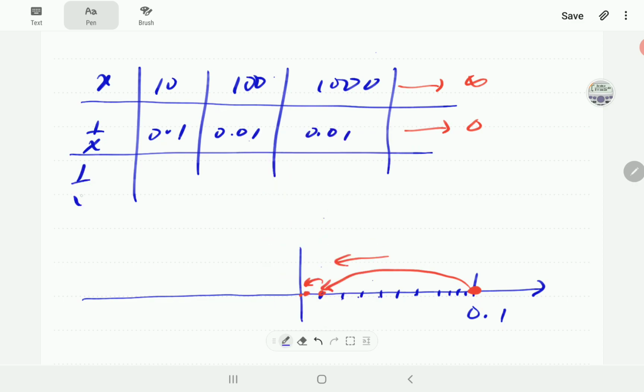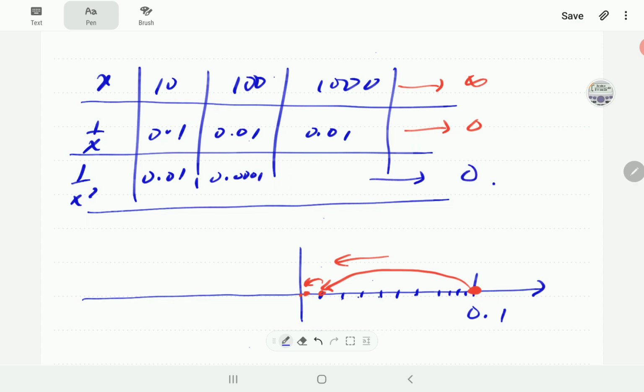For 1 over x squared, the rate at which it's going to go to 0 is going to be even quicker, because when x is 10, this is already going to be 0.01. When x is 100, there's going to be 3 zeros here, so this one is going to go to 0 even quicker.